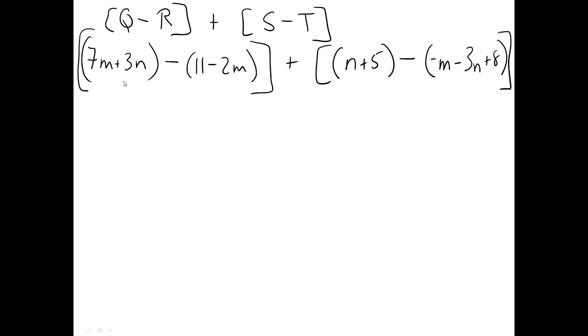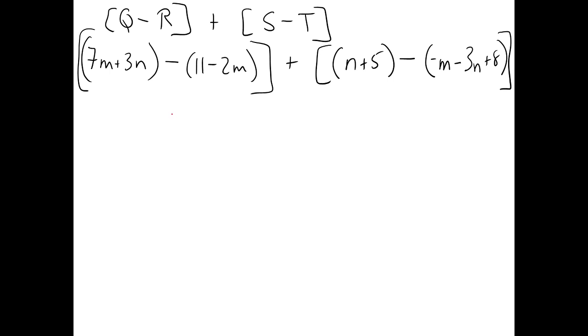So this parentheses is polynomial q, this is polynomial r, n plus 5 is polynomial s, and m minus 3n plus 8 is polynomial t. The first thing I want to do, when I'm working with the minus signs, is make sure that I take that minus sign and transmit it to everything that's in that parentheses. So I'm subtracting all of r, and r is 11 minus 2m.